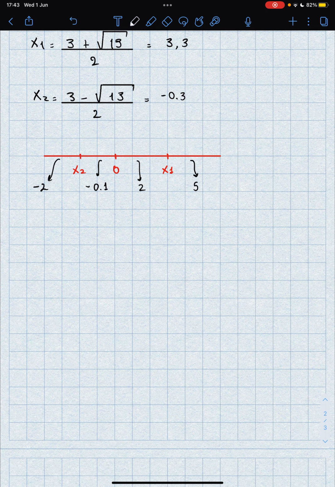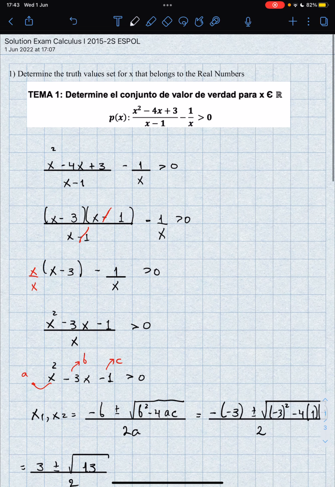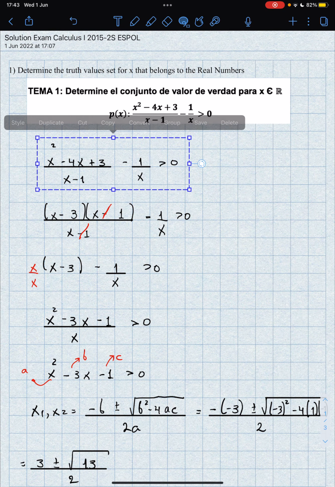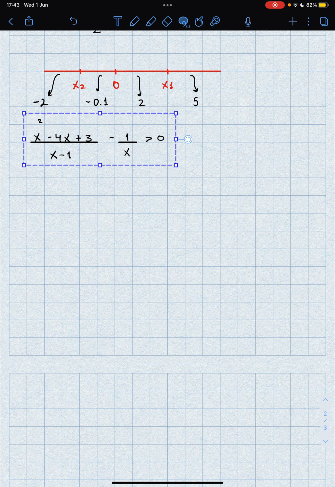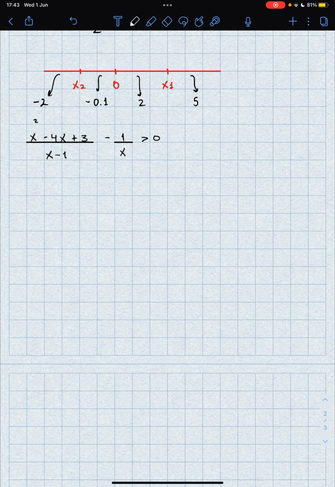So the expression is this one, and I'm gonna put it here just so you know. Okay, perfect. So if it's minus 2, we need to find the equation, right? So we do it on the calculator. It's gonna be minus 2 squared minus 4 times minus 2 plus 3, divided by minus 2 minus 1.